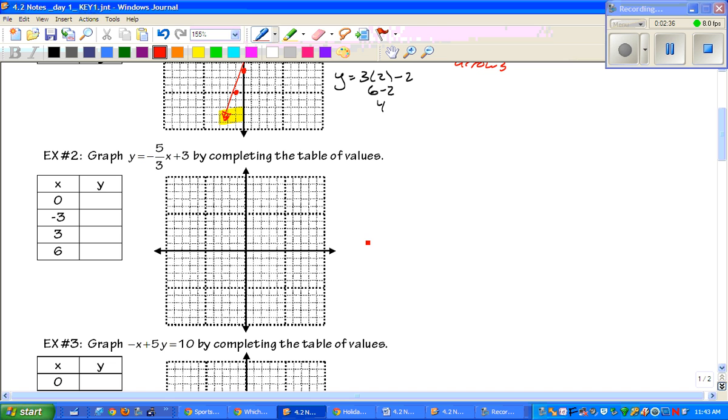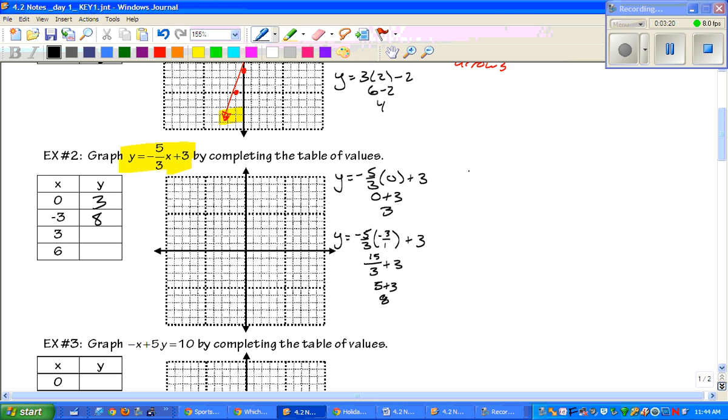It says graph y equals negative 5/3 x plus 3, and to complete the table of values. So we're going to do the same exact thing. Negative 5/3 times 0 is 0. 0 plus 3 is 3. Okay, our next number is negative 3. And we're going to say that that is negative 3 over 1 because we're dealing with fractions, which gives us 15 over 3. It turns positive. And that's going to be 5 plus 3, which gives us 8.